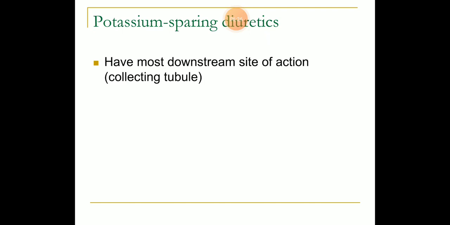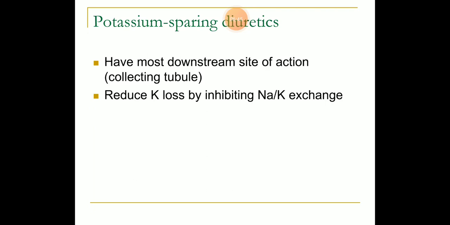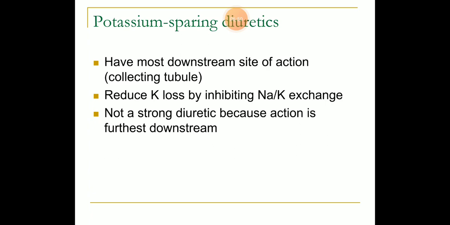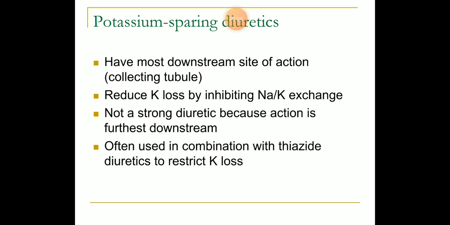So, the potassium sparing diuretics have a more downstream site of action, the collecting tubule. It reduces potassium loss by inhibiting sodium potassium exchange. They are not a very strong diuretic, rather they are low ceiling diuretics, as I mentioned in my initial video, the diuretic 1, and because the action is further downstream, that is the reason behind this. And they are often combined with thiazide, because thiazide diuretics will lead to potassium loss, then that can be counteracted by the potassium sparing diuretic.